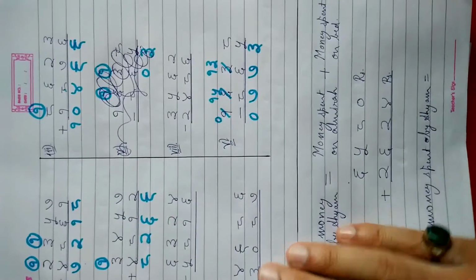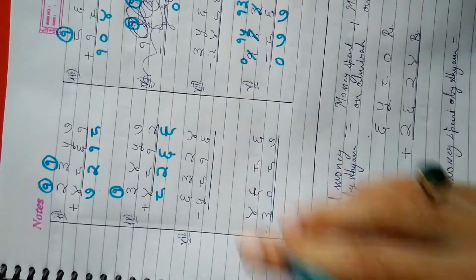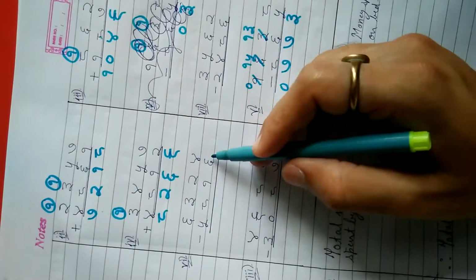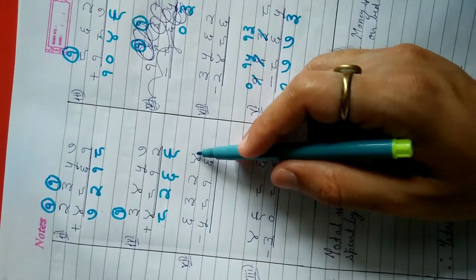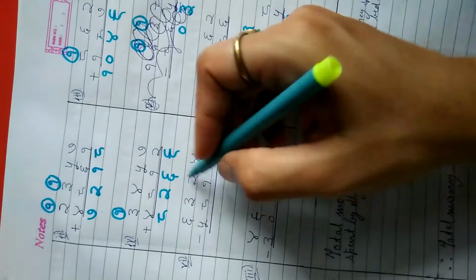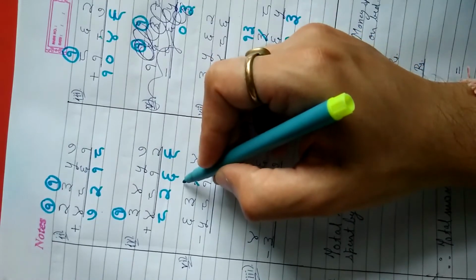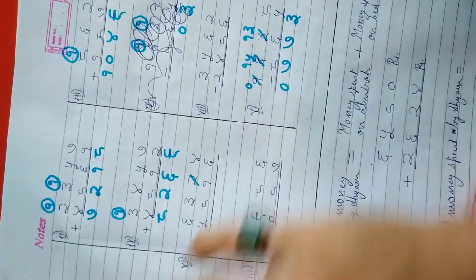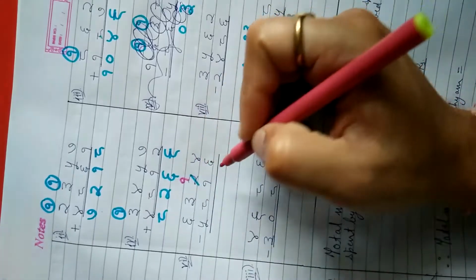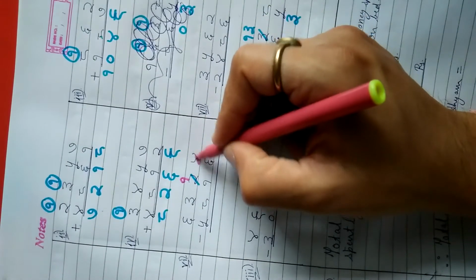Now let's come to the sixth question. This is your sixth question. The top digit here is 4, which is smaller than 6. So what will this 4 do? This 4 will ask this 2 to give its 1, and it is very kind, so it will give its 1. So this 2 will become 1, and this 4 will become 14.